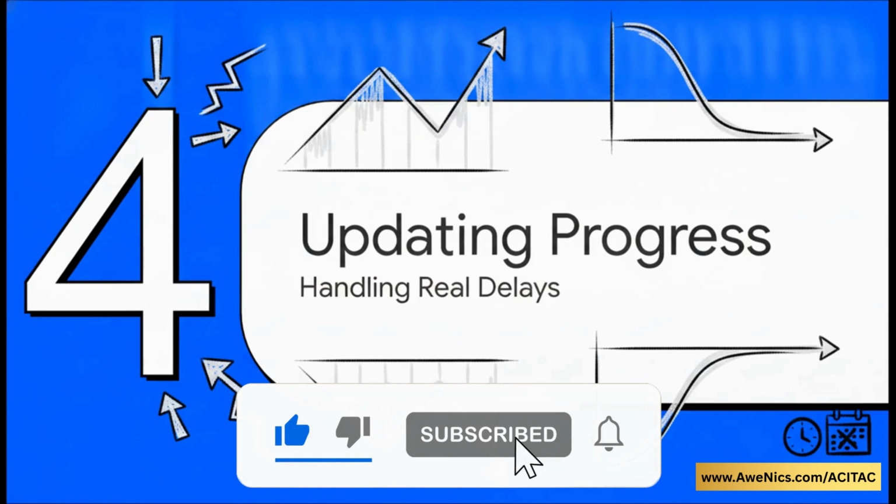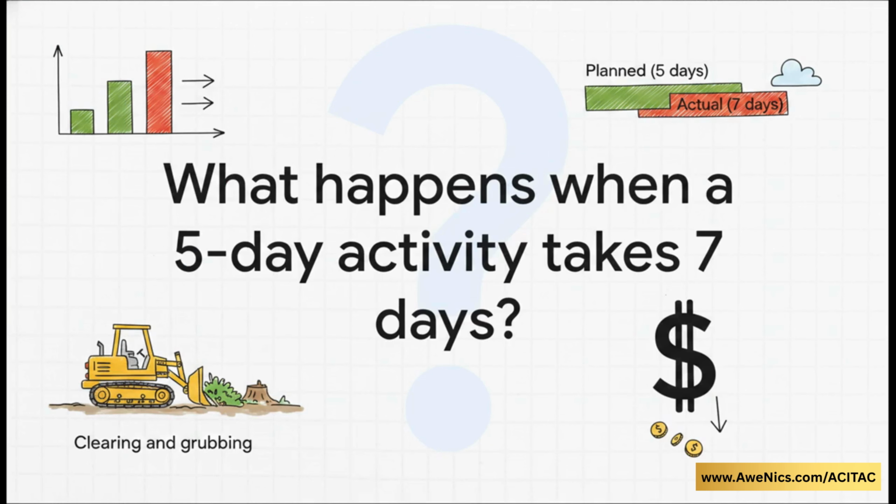Next up, Section 4, Updating Real-Time Progress. Let's introduce a real-world headache. Say an activity, like clearing and grubbing, is baselined for 5 days. But, as we all know happens on a real site, it drags out to 7 days. How exactly does that 2-day delay ripple into your bottom line? Let's take a look. To see the actual damage, we need to update the activity's actual finish to May 29th and mark it as 100% complete.